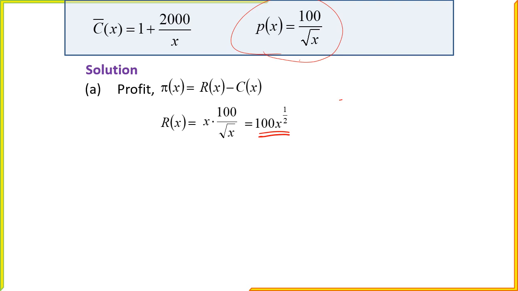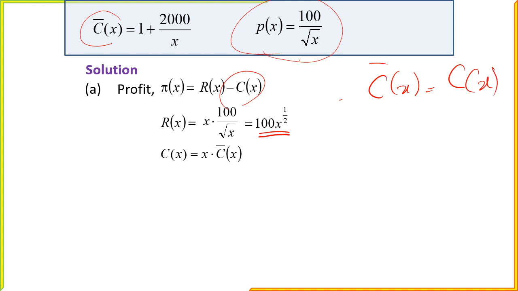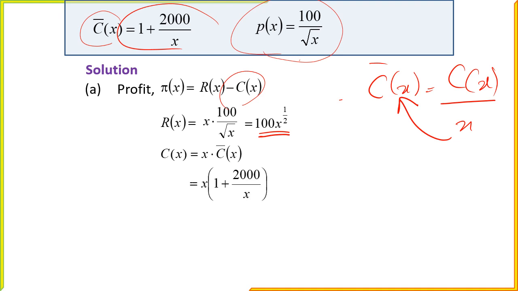And then to find the profit function, we just substitute our revenue minus the cost function. But what is our cost function? We don't have cost, we only have average cost. We know average cost is equal to the cost function divided by the quantity. So the cost function is x multiplied with the average cost function. Average cost function 1 plus 2000 over x multiplied by x is equal to x plus 2000. So this is our cost function.